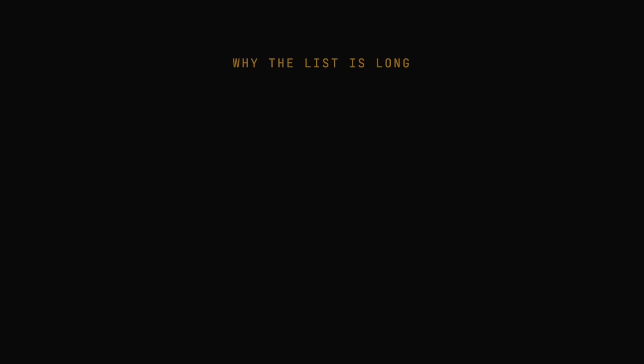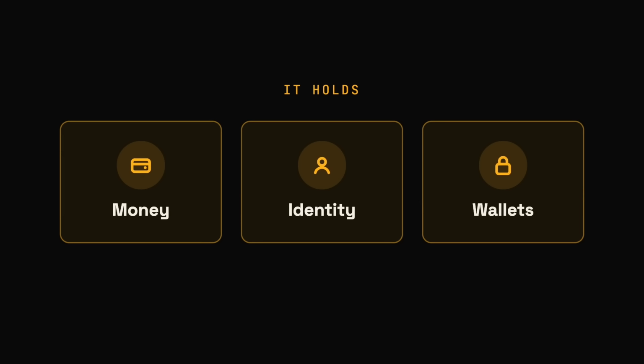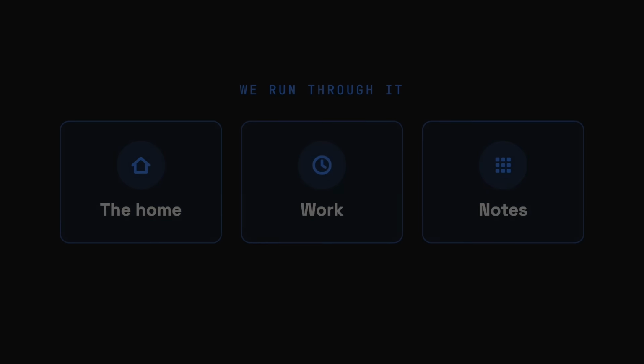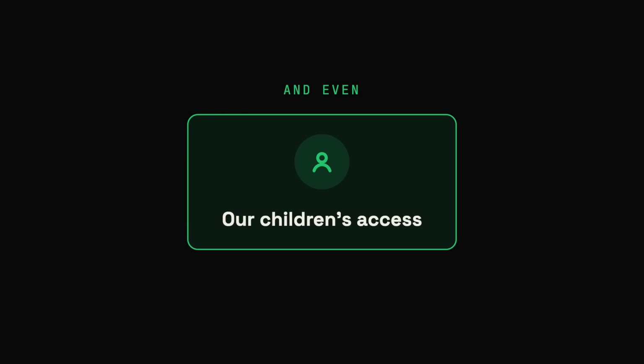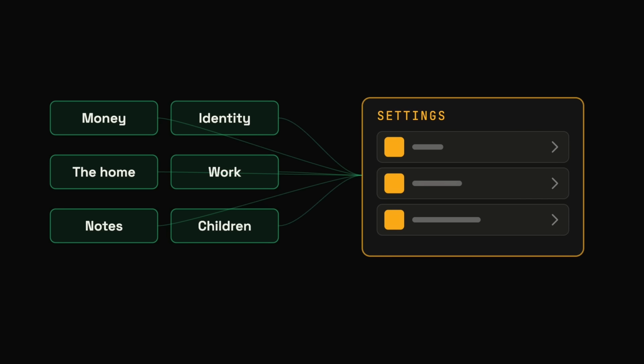But if we dig deeper, the list of settings is long because the phone itself is now more than just a small computer. It's a thing that holds our money. It holds our identity, our wallets. We can control our house appliances through it. We can do work through it. We can take notes through it. We can control our children's access to the world through it. Every one of these things needs rules, needs settings. And settings is the place where everything is kept.